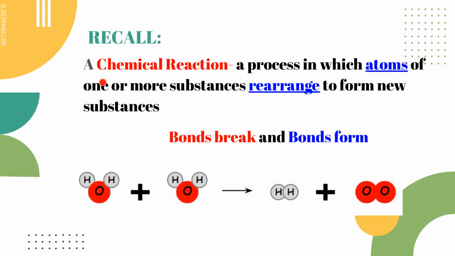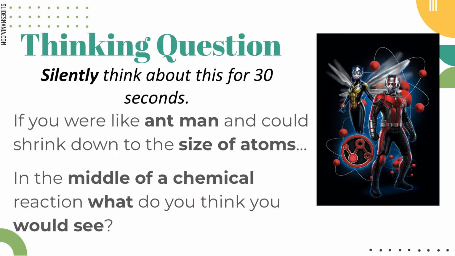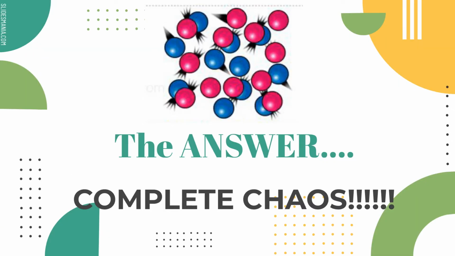If you remember, a chemical reaction is a process in which atoms of one or more substances rearrange to form new substances. So bonds break and bonds form. So I want you to think about this question. If you were like Ant-Man and could shrink down to the size of atoms in the middle of a chemical reaction, what do you think you would see? Complete chaos would be the answer. You'd see complete chaos.